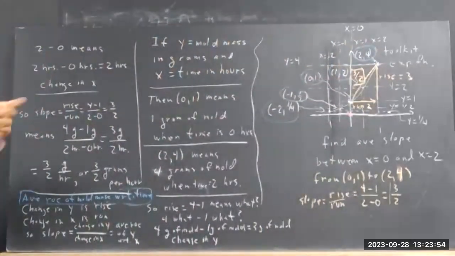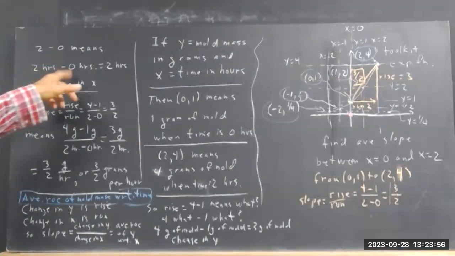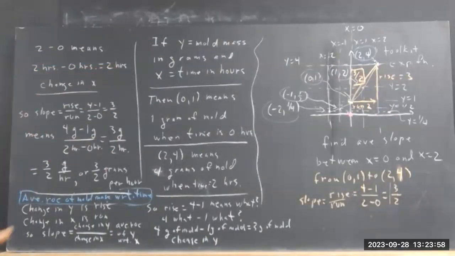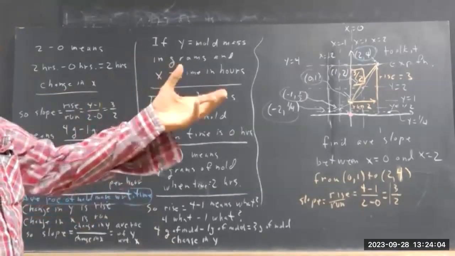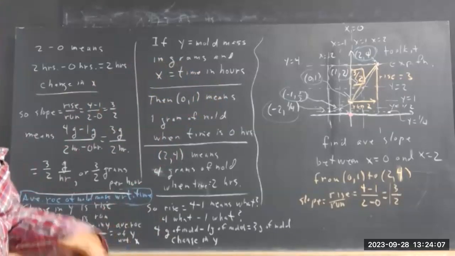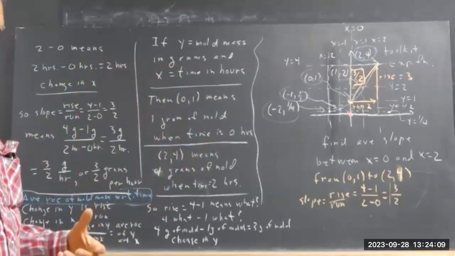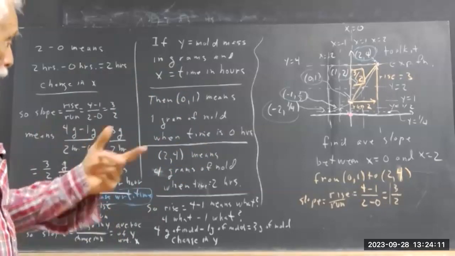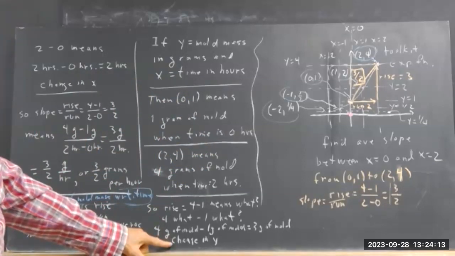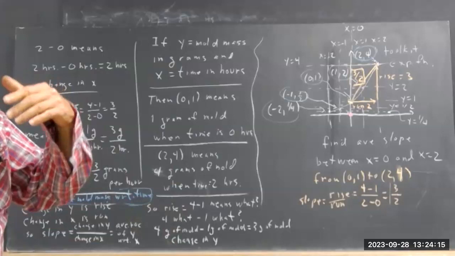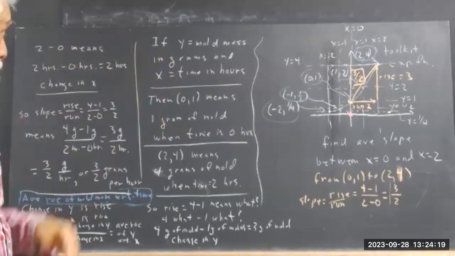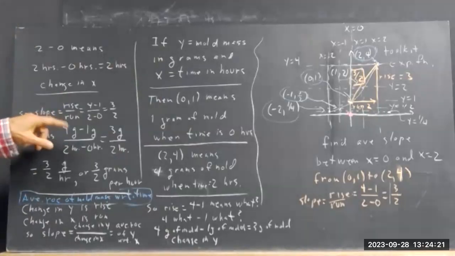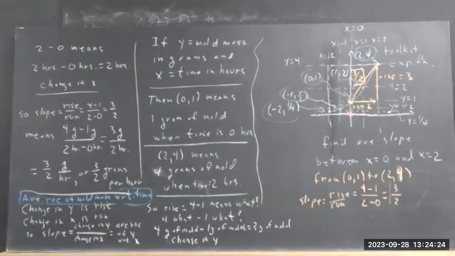Okay, 2 minus 0, well, it's pretty obvious. That means 2 hours minus 0 hours, which is 2 hours. That's your change in x. Now we're anticipating change in y divided by change in x is change in that divided by change in this, which is the average rate of change of that with respect to this. In this case, that is mass of the mold and x is the time, okay, in grams and hours. So slope is rise over run, 4 minus 1 over 2 minus 0 is 3/2.